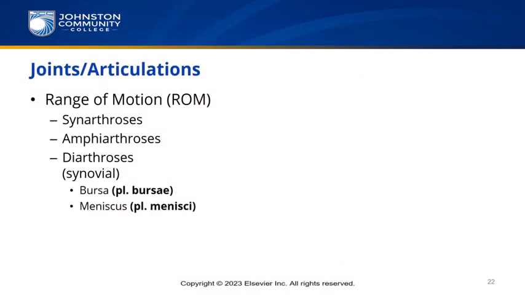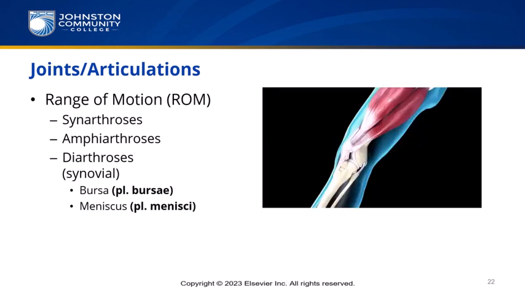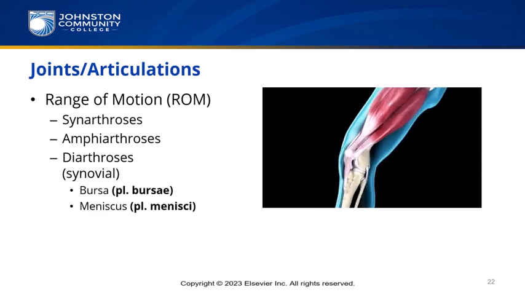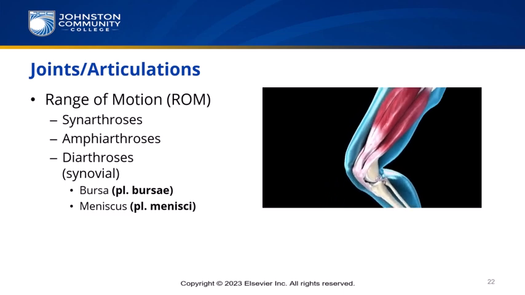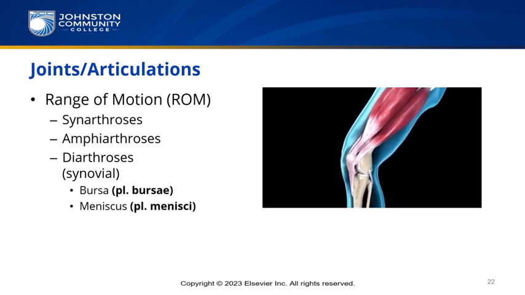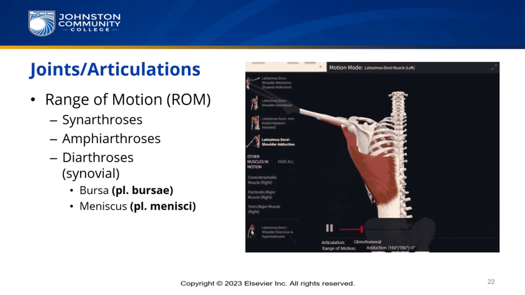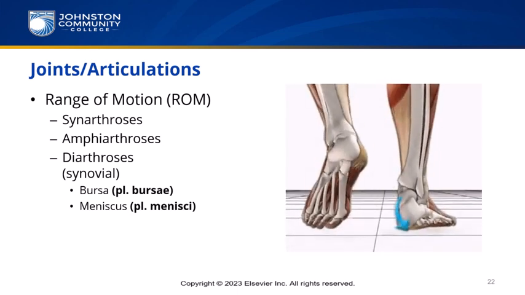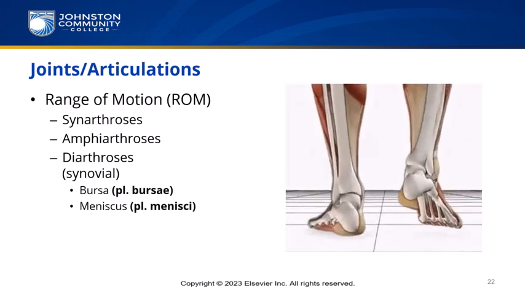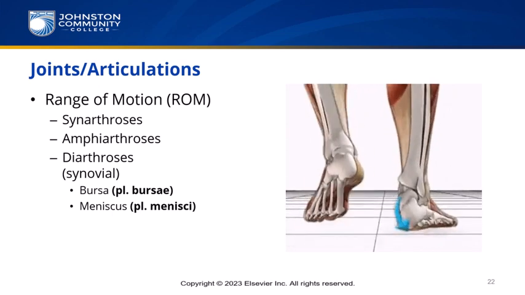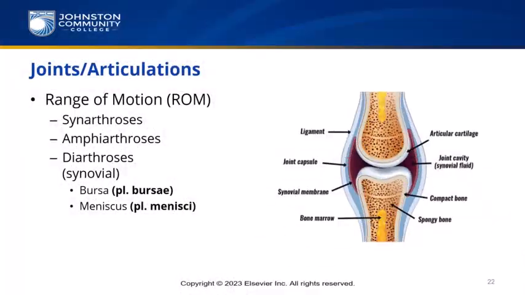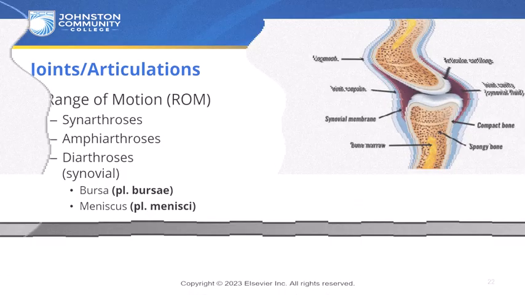Then we have diarthroses, also called synovial joints, that are joints that have free movement. The prefix di means through, indicating that the joint is able to move through its range of motion freely. Examples are knees, shoulders, and ankles. Synovial joints have a joint capsule that encloses the end of the bone, with a synovial membrane that lines the joint capsules and secretes fluid to lubricate the joint.